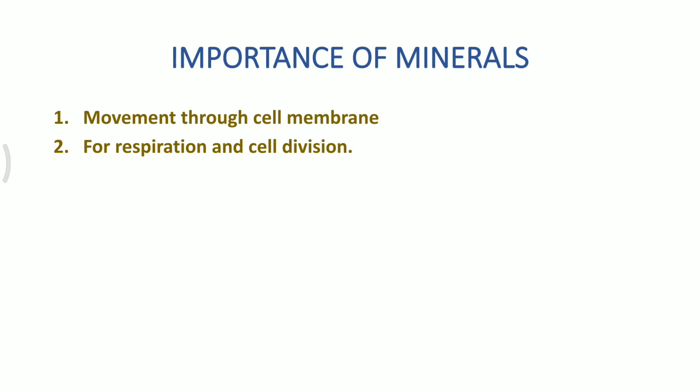Cell division is facilitated by phosphate ions. So ATP formation is required because energy is required, and that is met with the help of phosphate.